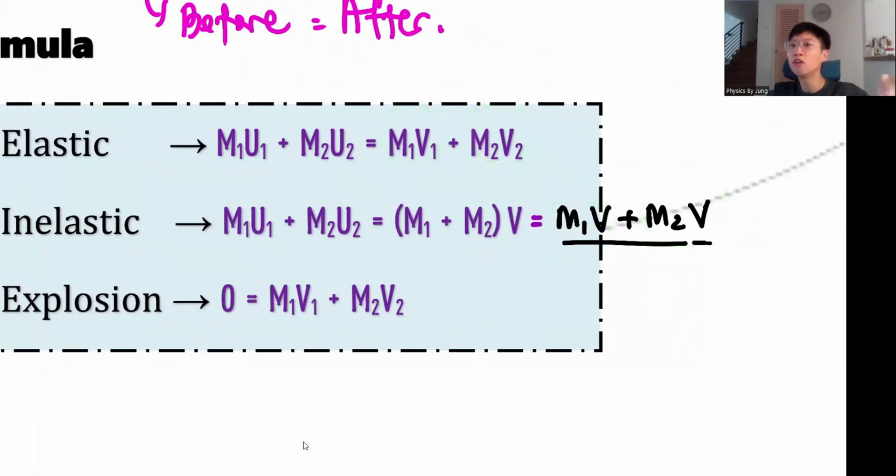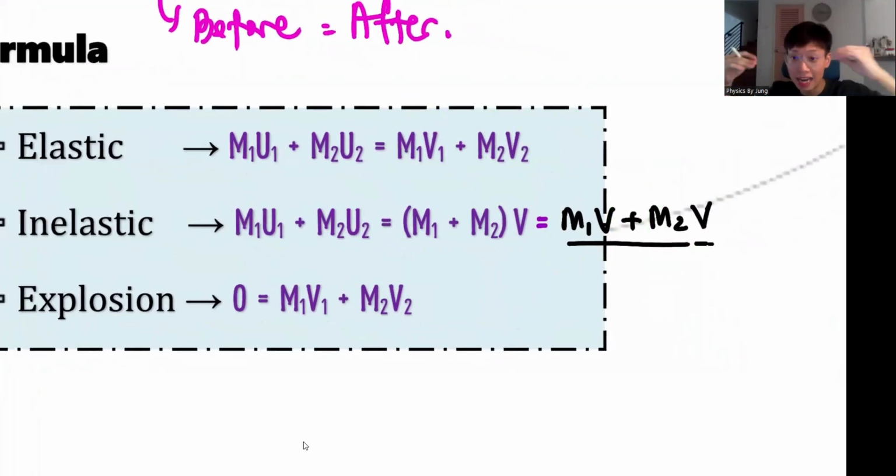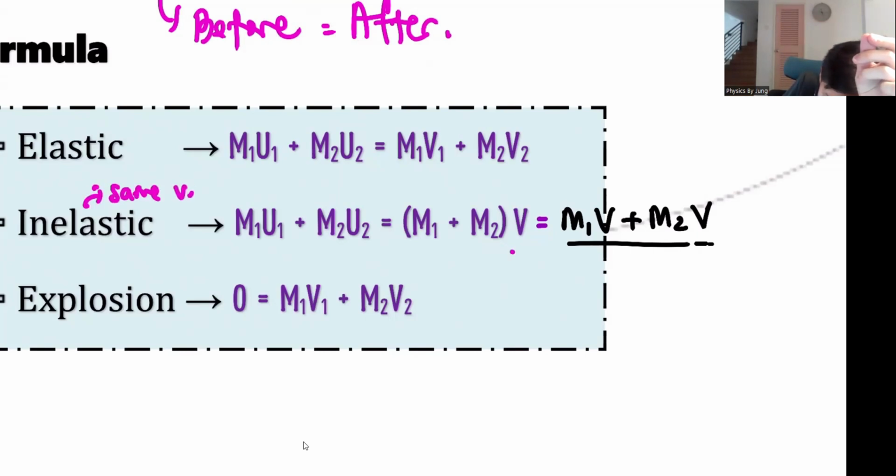First of all, you have to understand that these two formulas are almost 99% the same. The only difference is that this one has the bracket. And why the bracket? Because for inelastic, they have the same velocity. When you have the same velocity, you can factorize, so that's why there is a bracket. So why would they travel at the same velocity? Very simple, because they actually move together.